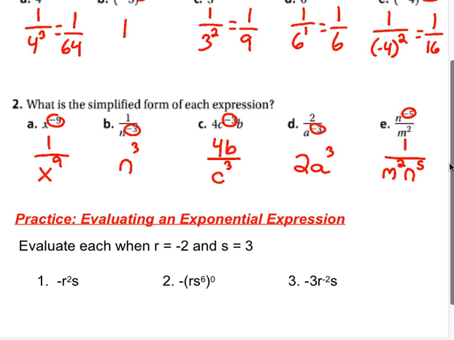Okay, so not too difficult. You just have to remember those two properties. Anything to the 0 is 1. Anything with a negative exponent, think of it like a negative attitude. It just needs to move away from where it is.